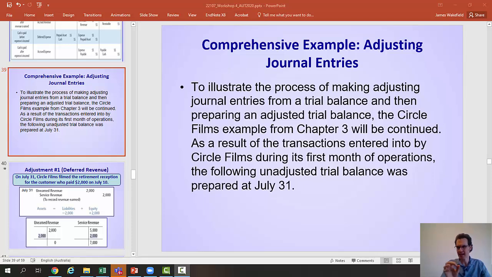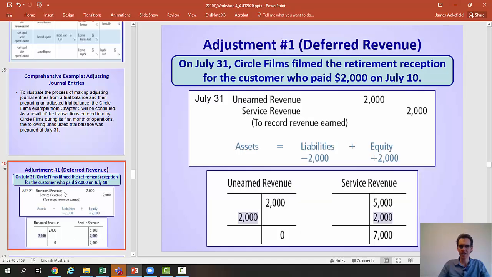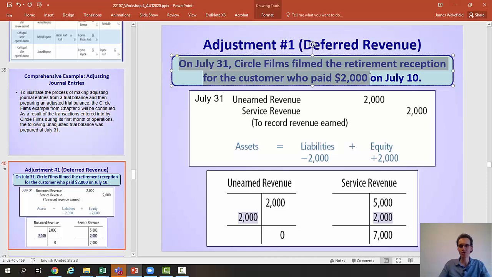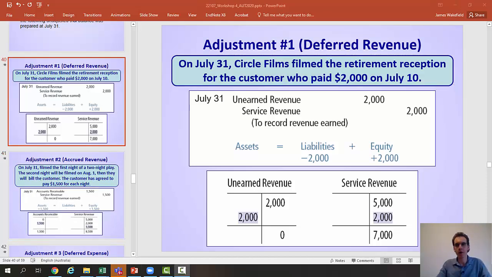So what I want to go through now is a series of examples that relate to adjustments that we're recording for Circle Films, and then we'll consolidate all that information together to generate the final financial statements for this business. So let's start with adjustment number 1. Adjustment number 1 says, on July 31, Circle filmed the retirement reception for a customer who paid $2,000 on July 10.